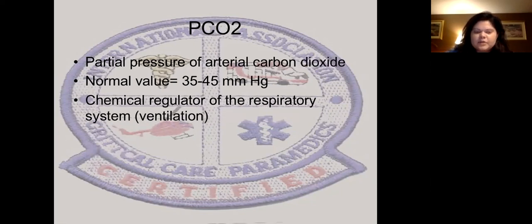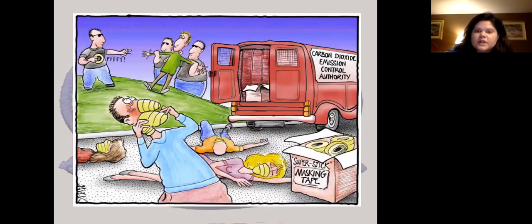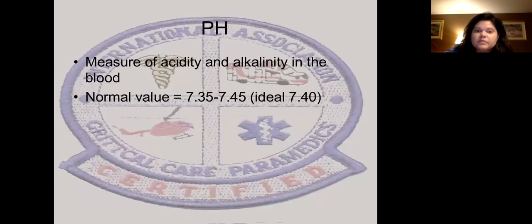Your PaCO2, the partial pressure of arterial carbon dioxide, a normal value is 35 to 45, and these are super important to remember so that you can interpret your ABG and determine what's normal and what's abnormal. Chemical regulator of the respiratory system as far as ventilation is concerned. The metabolism affects amounts of CO2 produced, whereas change in ventilation affects how much is excreted. So here's a nice little picture.